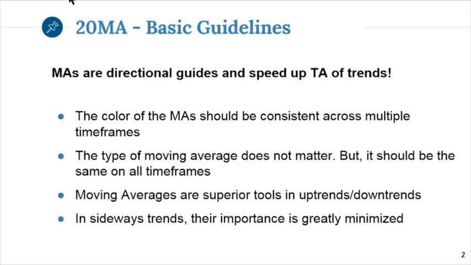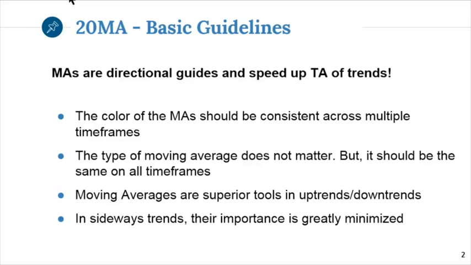First, please understand that MAs, moving averages, are directional guides that basically speed up technical analysis. It just makes it much faster and quicker to analyze charts. If the moving average is obviously pointing up, then you know this is a bullish stock, right? If it's pointing down, then you know it's in a downtrend. So it just speeds up technical analysis and reading charts.